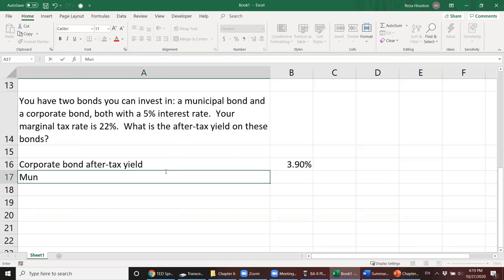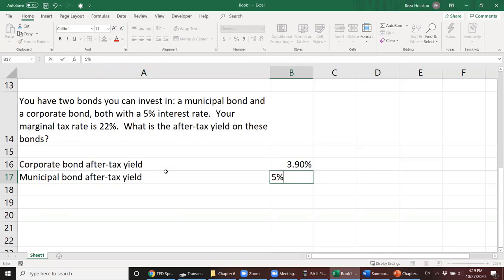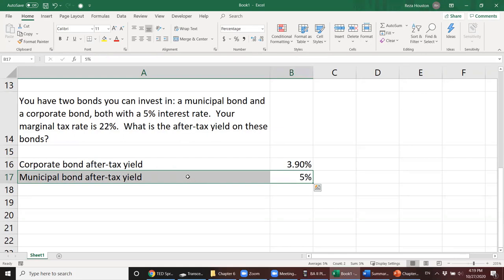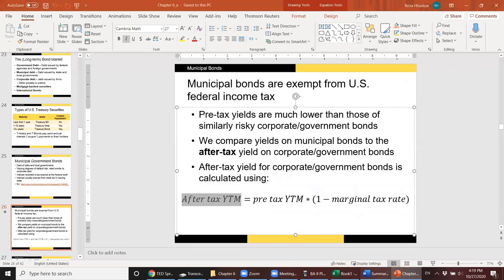Our municipal bond rate is literally just the pre-tax yield. With municipal bonds, the pre-tax yield is equal to the after-tax. That's really the one thing you should remember about municipal bonds more than anything else.